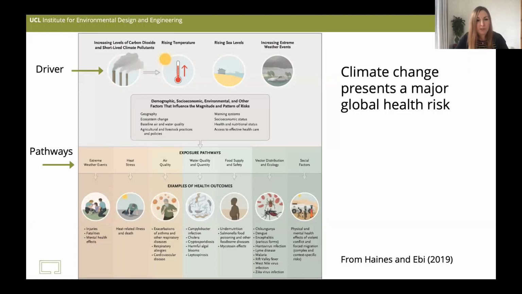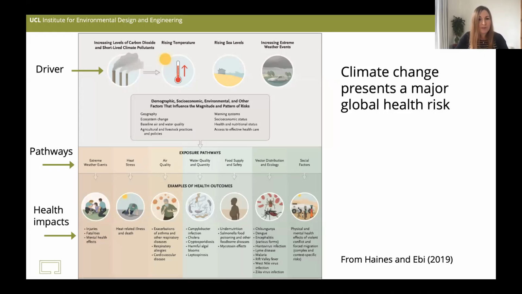For example, extreme weather events and heat stress are ways in which climate change directly impacts on health. But there are also less direct ways in which the climate will affect health through modifying things like air quality, food and water quality and supply, and also affecting things like vector distribution, so mosquitoes and disease vectors. And there are a number of social factors as well.